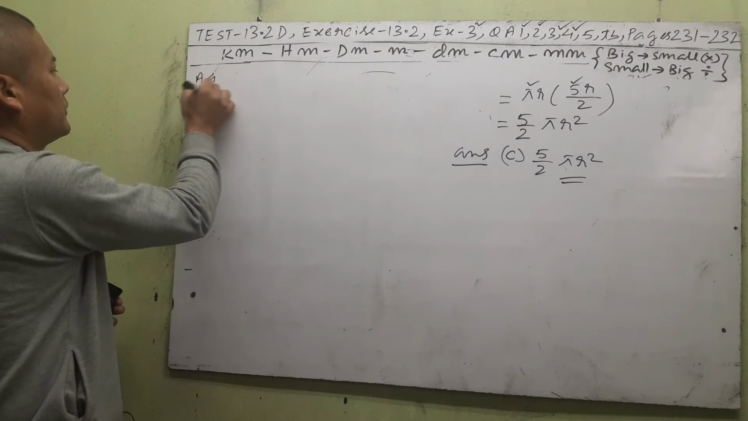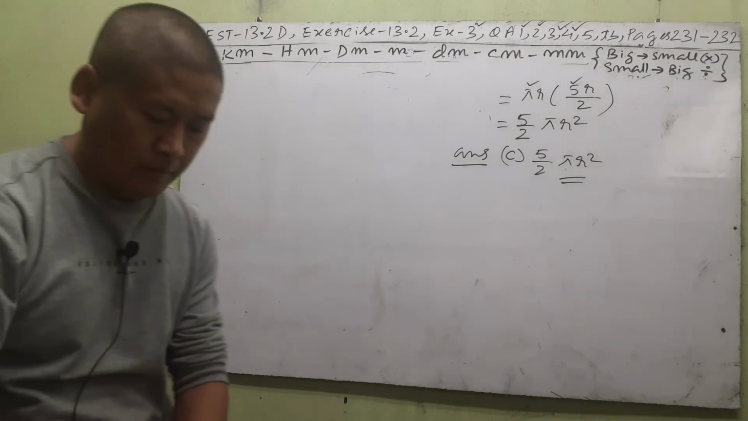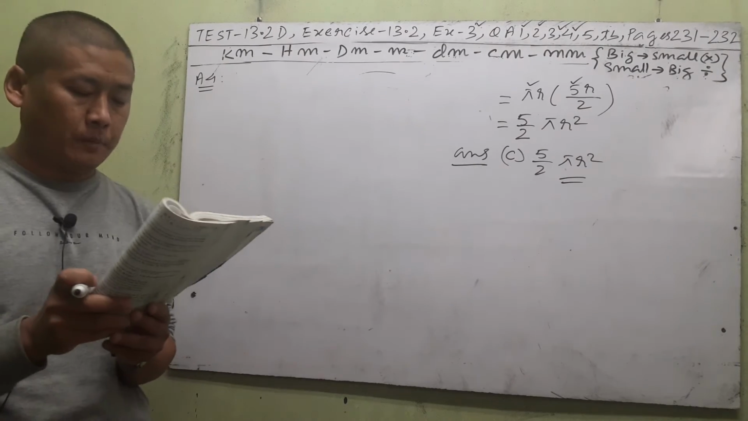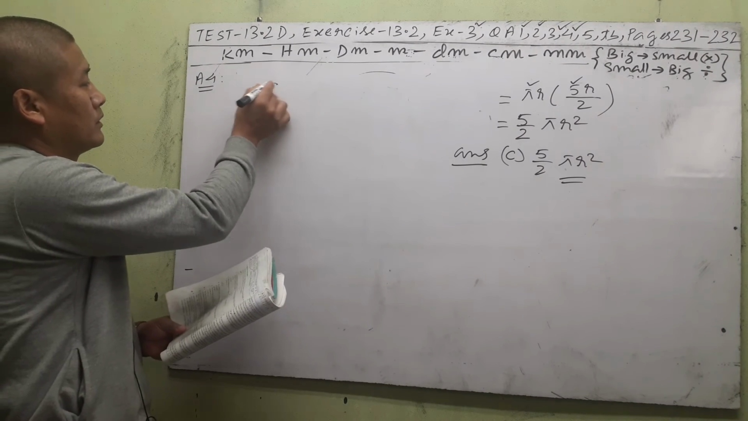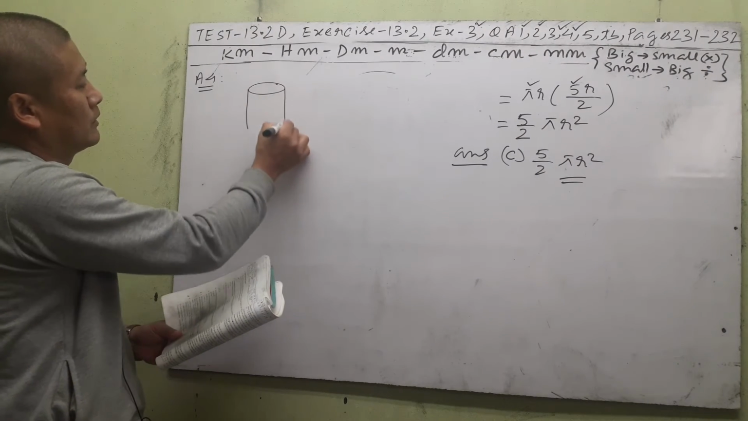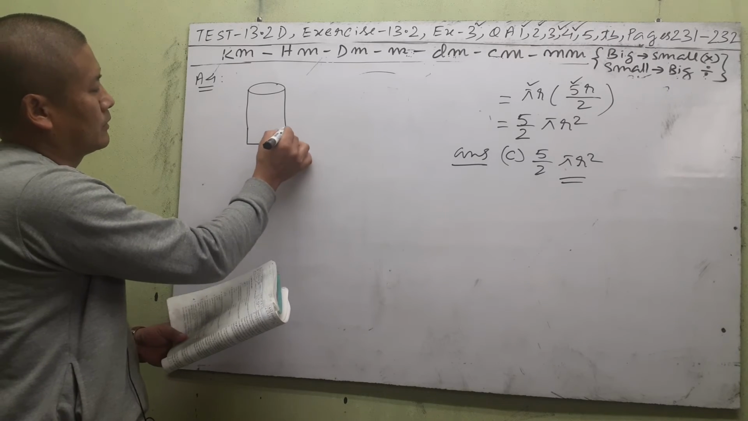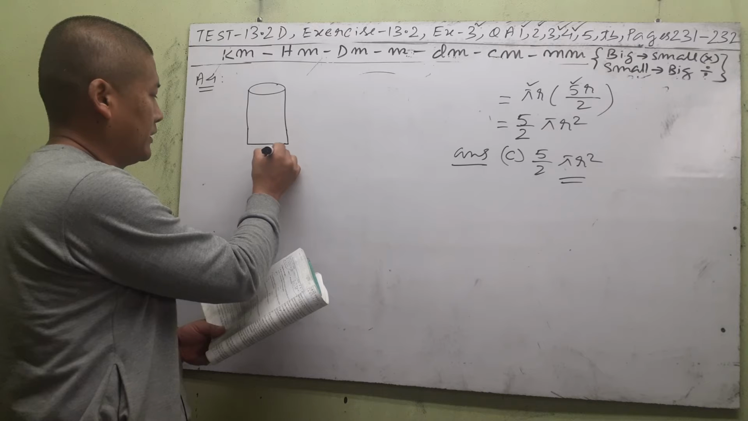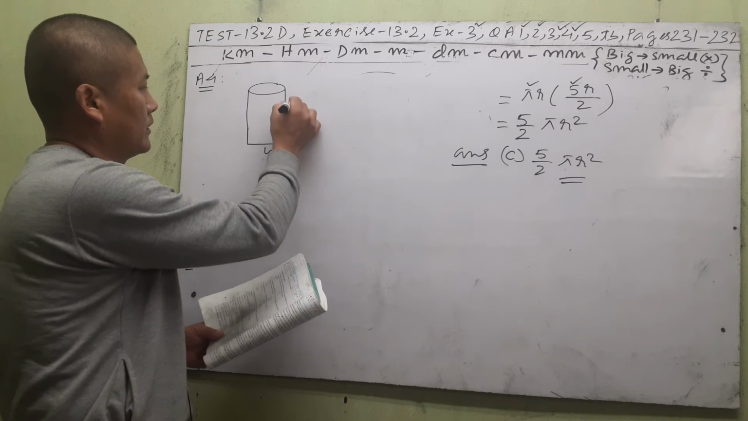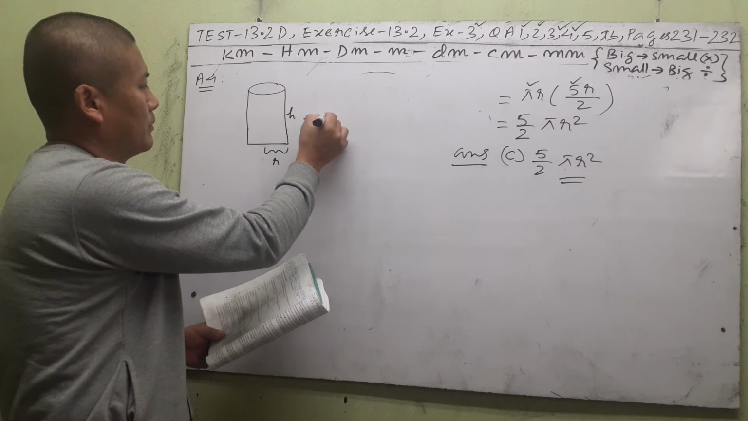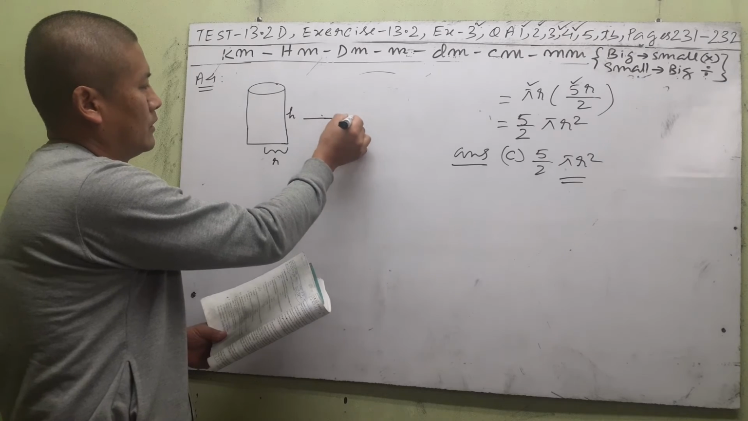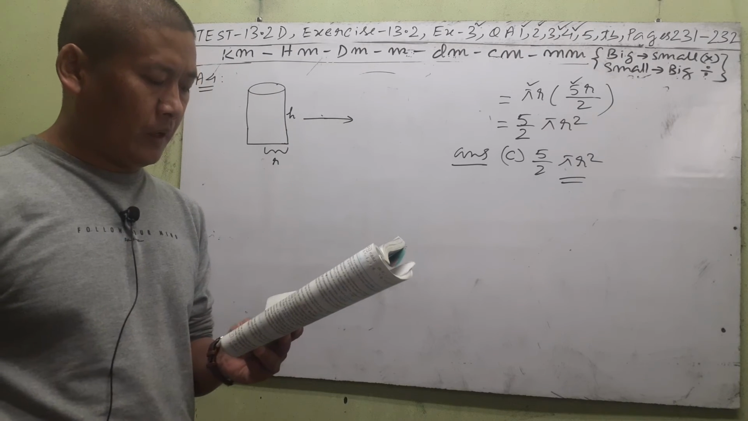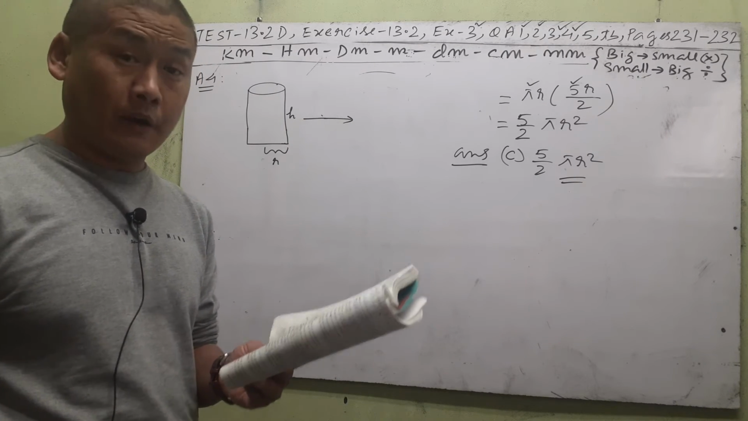So A4, in a cylinder, if the radius is doubled, so there is a cylinder. This is the cylinder, and the first cylinder is, let us say, r, and the height is h. So this is doubled, to see how, if the radius is doubled, then the height is halved.